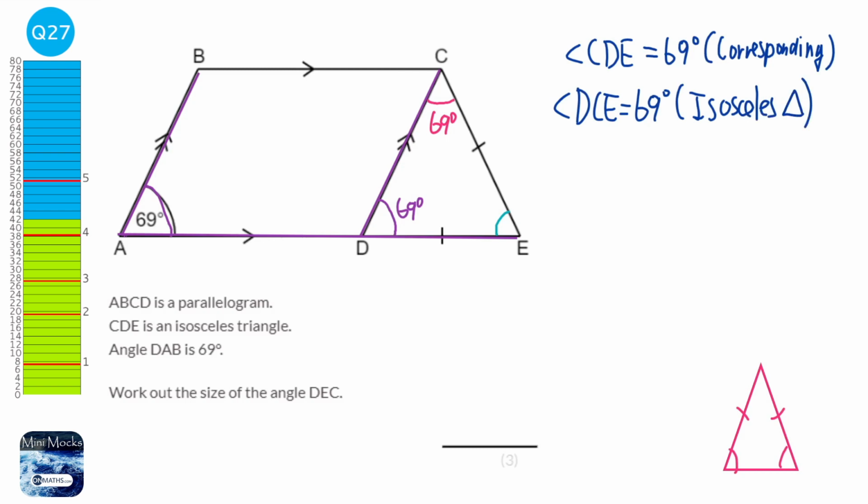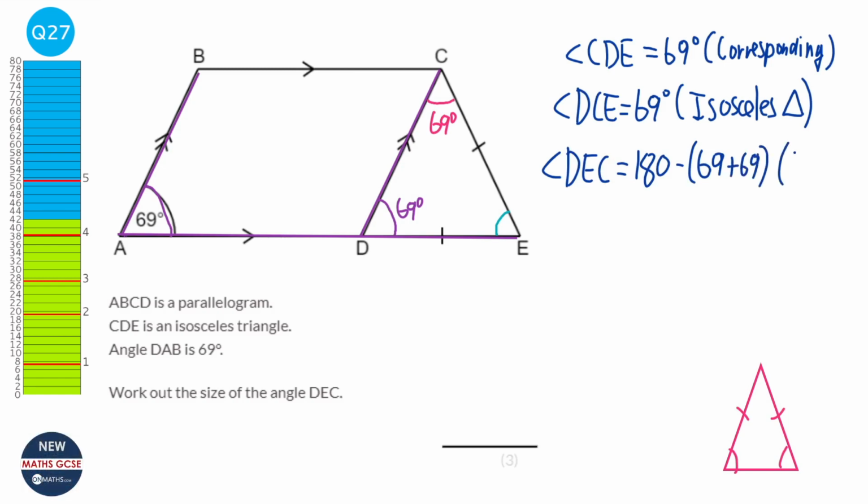And finally, we can work out what CED is by taking those away from 180. So angle CED, or actually I should keep it as it says in the question, DEC, is equal to 180, take away the 69 plus 69, and the reason for that is angles in a triangle equal 180 degrees. And when you do that, you get the answer of 42 degrees. So the answer is 42 degrees.